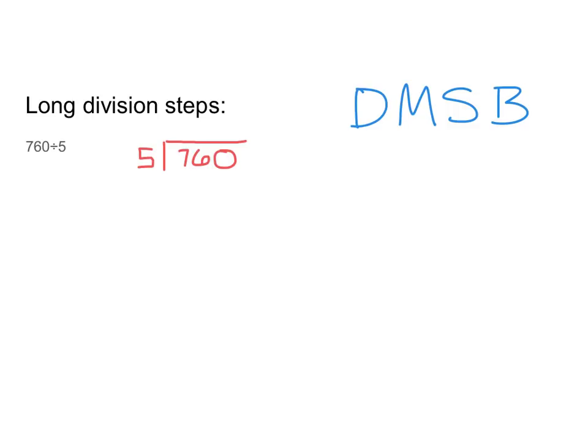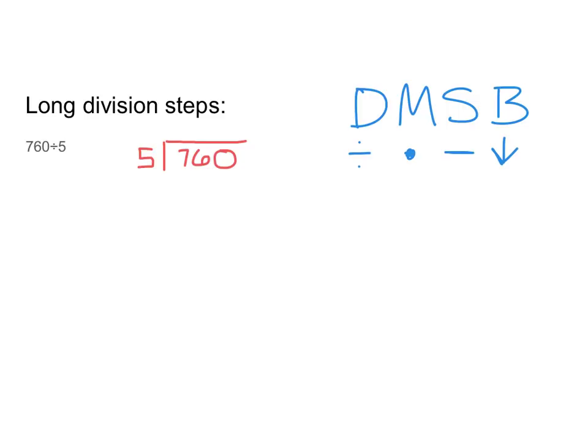All right, so I like to use a little acronym to remember the steps. So DMSB, so D stands for divide, M stands for multiply, S stands for subtract, and B stands for bring down. So our first step is to divide.